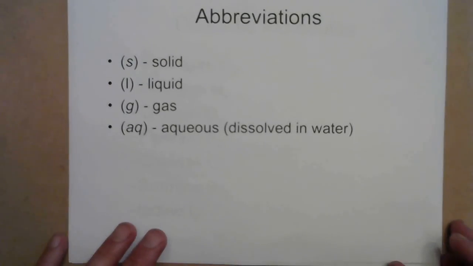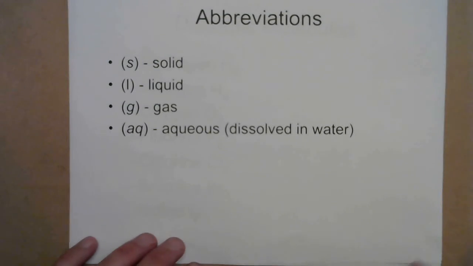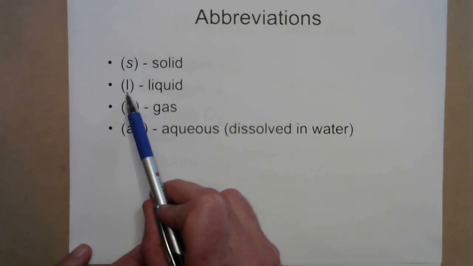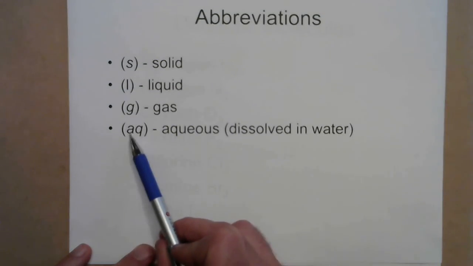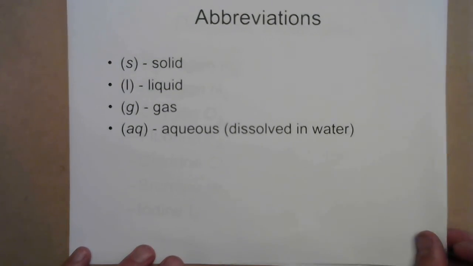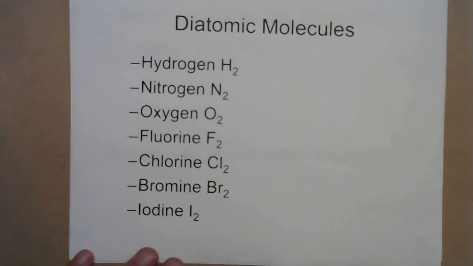A couple other things you're going to see when you're balancing equations. You're going to see these symbols from time to time. So S stands for solid, L stands for liquid, G for gas, and AQ for aqueous. Just gives you a little bit more information about the states of matter. It doesn't change anything that you're going to do when you're balancing the equations. Just gives a little additional information.